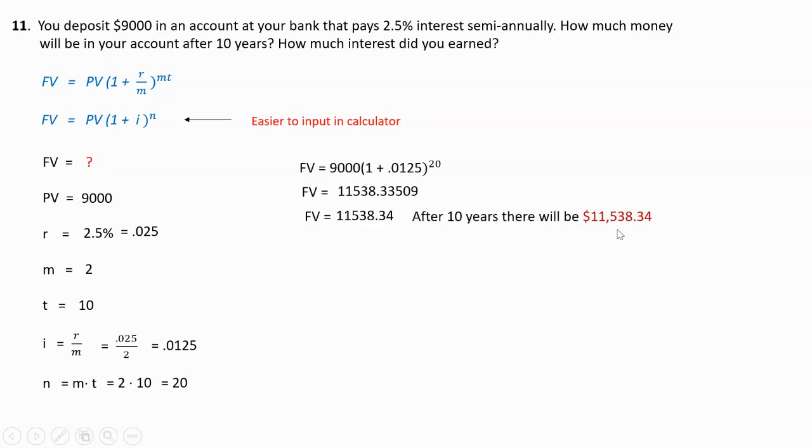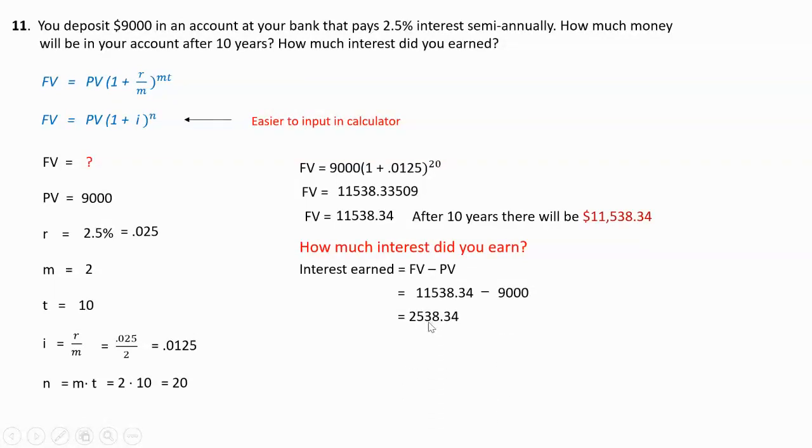So after 10 years, there will be $11,538.34 in the account. For the second part, how much interest did you earn? Again, we subtract the money invested from the future value. Minus the 9,000 gives us $2,538.34. This is how much extra money we earn just by opening an account and having that money deposited, paying that 2.5% interest, compounded semi-annually for 10 years.